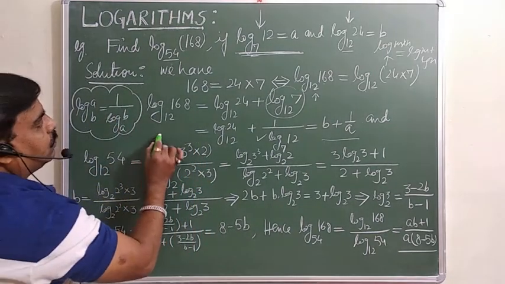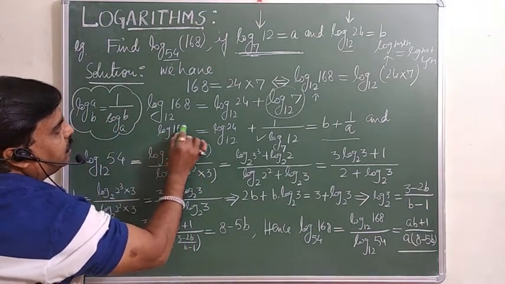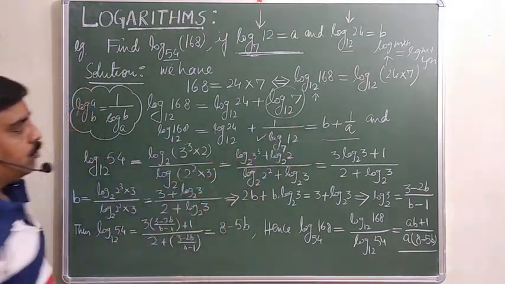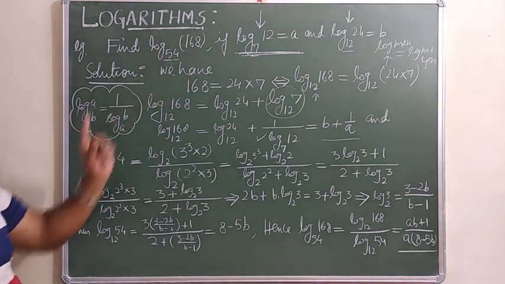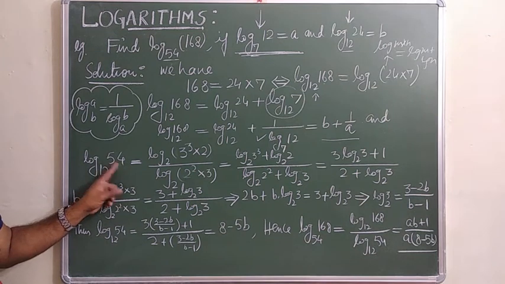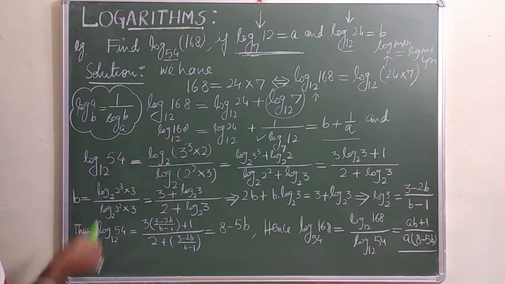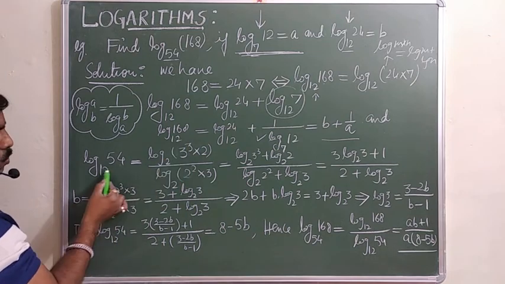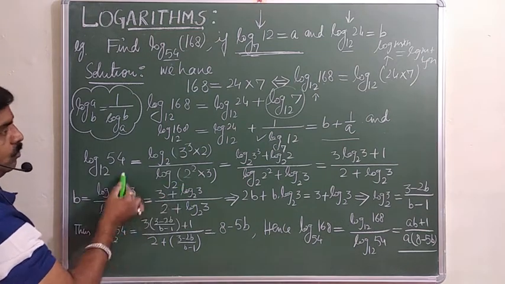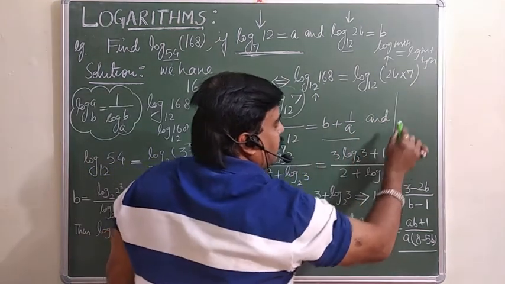So log 168 at the base 12 is b plus 1 over a. Now you need, because here the base is 54, so just take the log of 54 at the same base 12. So this can be written as log 54 at the base 2 over log 12 at the base 2. This is the law.